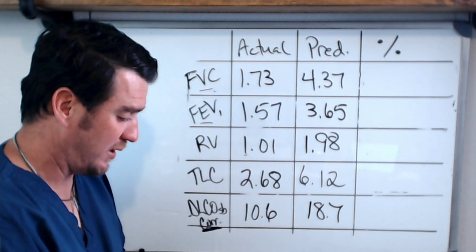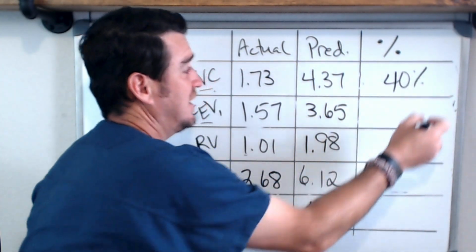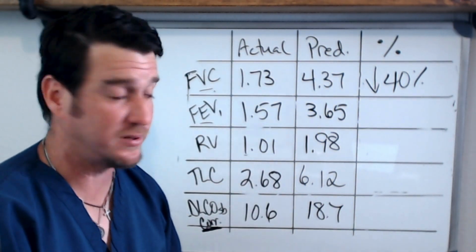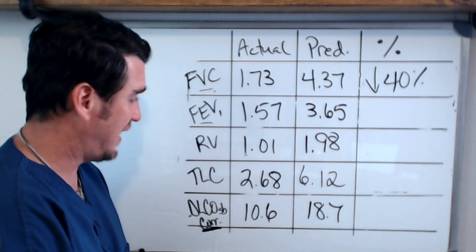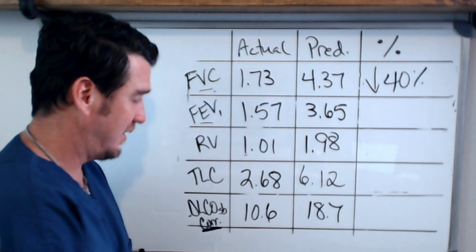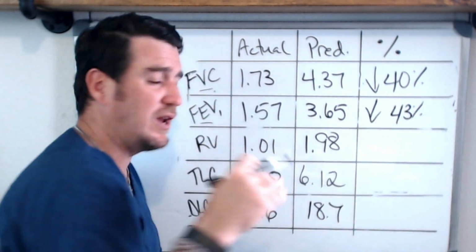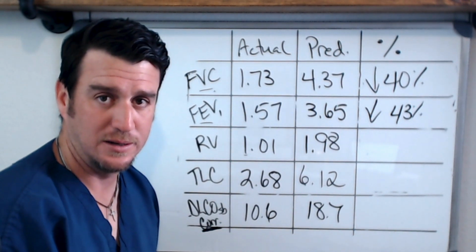1.73 divided by 4.37 is 39.5%, which is 40%. That is decreased. We know the normal is 80%. When we look at FEV1, we get 1.57 divided by 3.65, and we get 43%. We know the normal is 80%, so we know that that is decreased.